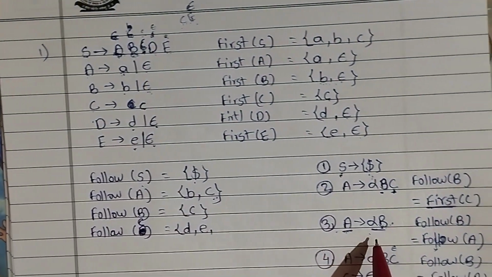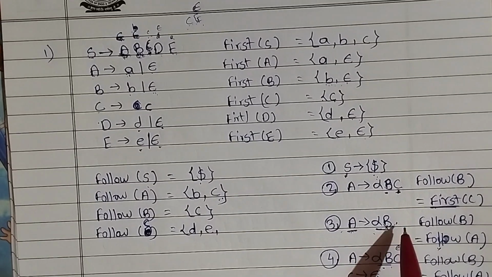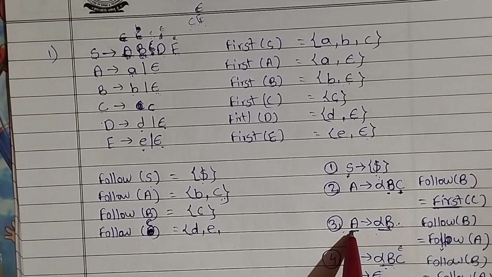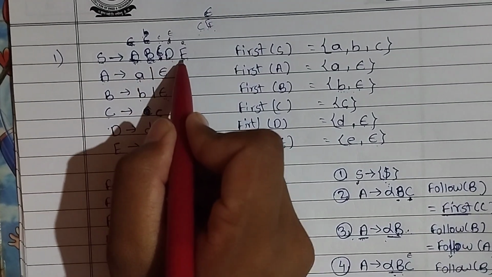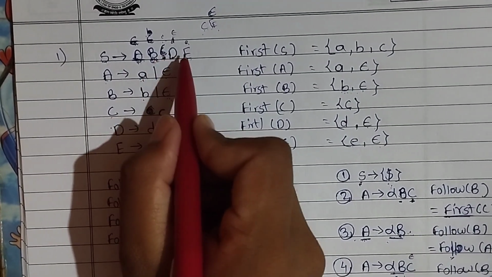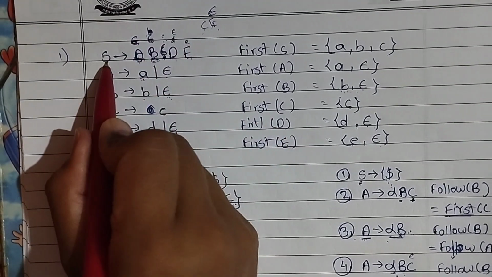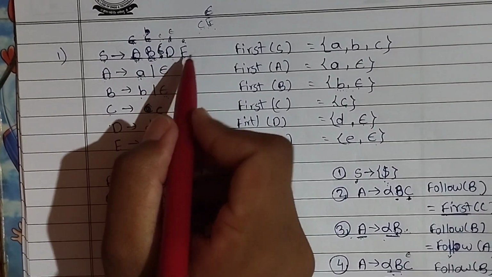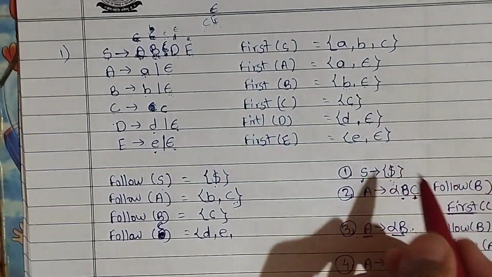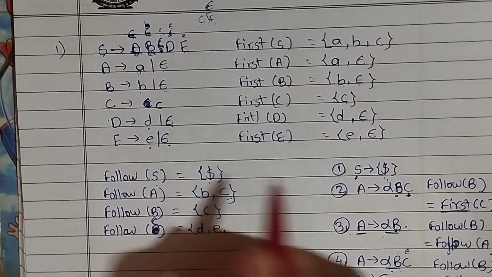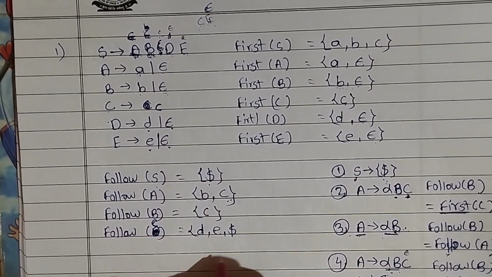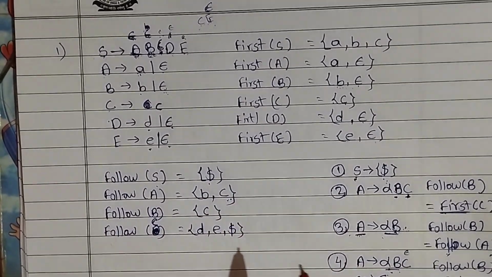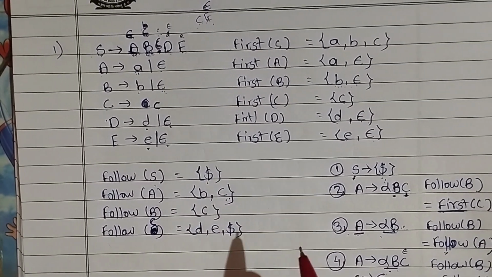And we know the rule, if a non-terminal is followed by null, then we find out the follow of the left-hand side non-terminal. So in this case C is followed by null, so we find out the follow of S, because this is the starting symbol. Follow of S is dollar. So we consider that dollar also. And now it is complete. So this is the follow of C.